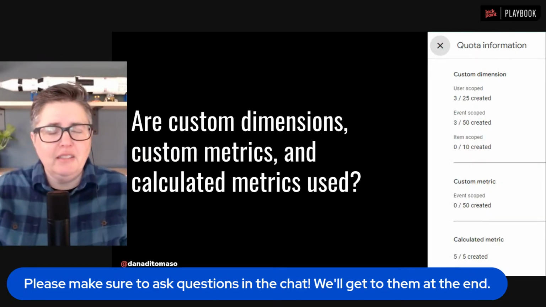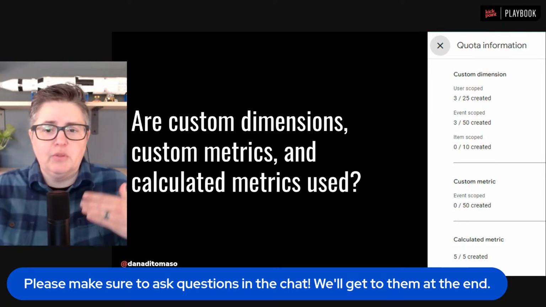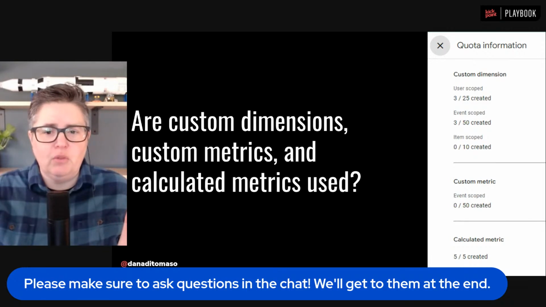All right. Then the last thing I want to look at in this section is if custom dimensions, custom metrics, and calculated metrics are used. What I'm looking for first is just, are there any custom dimensions and metrics at all? And then I look to see if they're used well. For example, I see a lot of the time that people add page location as a custom dimension, and you really don't need to do that. It's available in lots of different places in GA4 already.